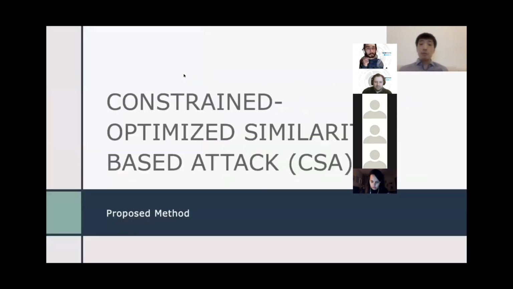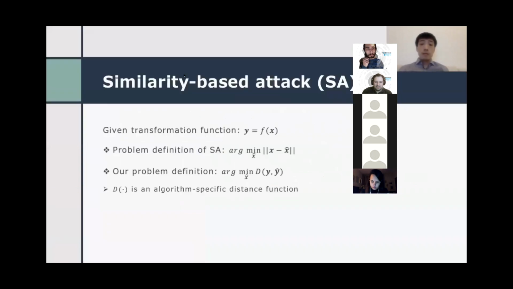Next, I'm going to introduce the method of CSA. CSA is still a similarity attack, so it follows the basic concept of the attack. The ultimate aim of a similarity attack is to generate a pre-image X-hat, which is close to the original biometric feature vector X. However, in a cancellable biometric system, X is discarded after transformation. The transformed templates Y are stored in order to preserve accuracy.